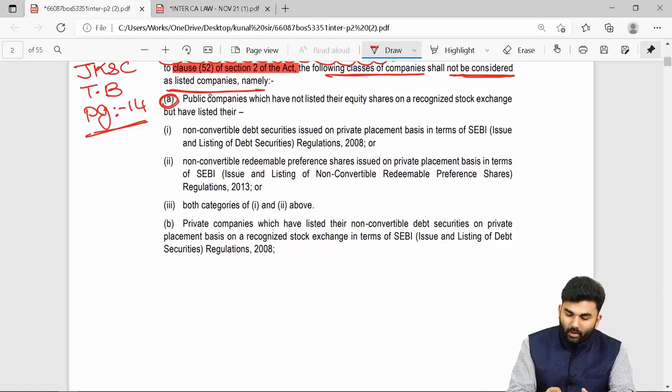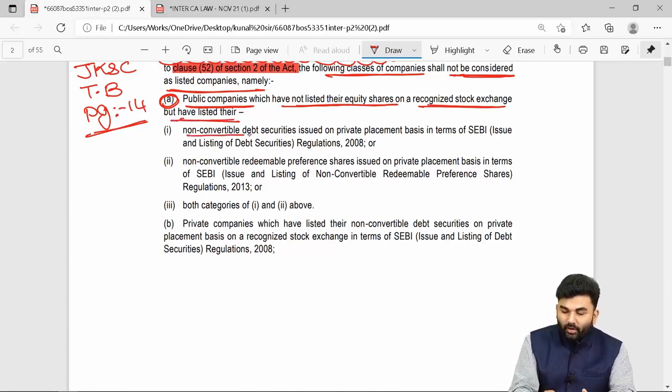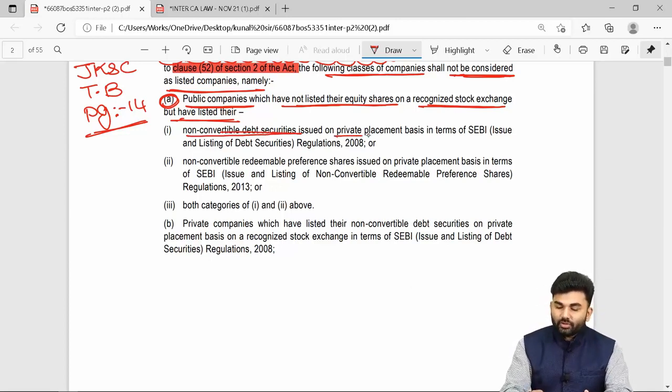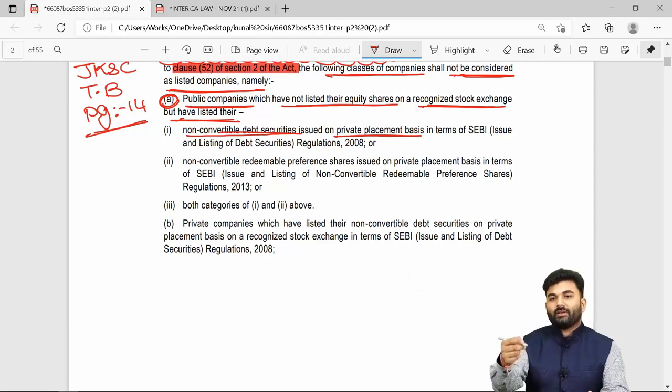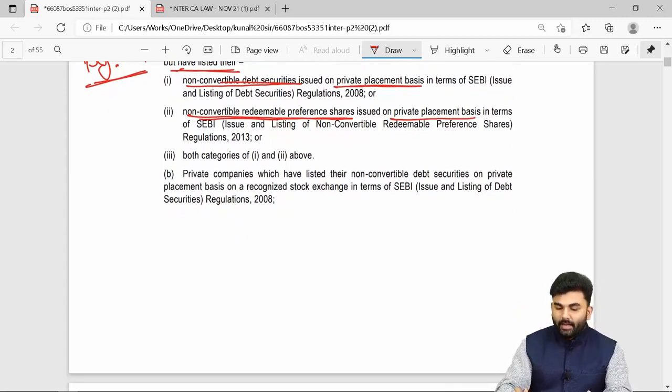Number 1, all those public companies which have not listed their equity shares on a recognized stock exchange, but have listed their non-convertible debentures. They had issued these non-convertible debentures through private placement, but now onwards those companies with listed debentures will not be considered as a listed company. Number 2, non-convertible redeemable preference shares which were issued through private placement, and yes, both the categories of 1 and 2 above.